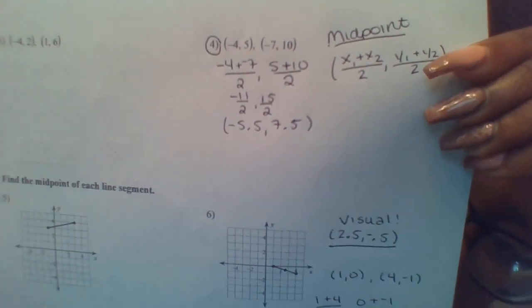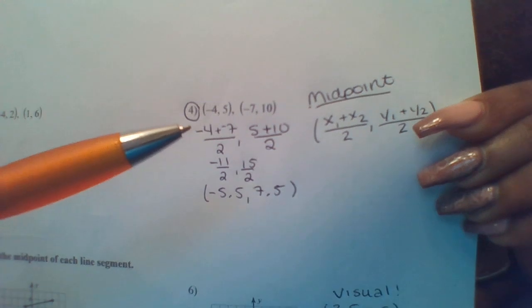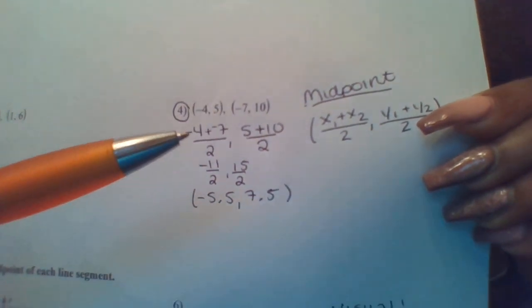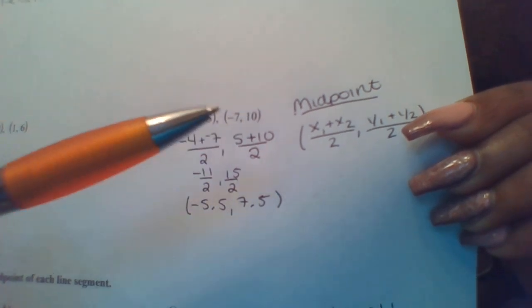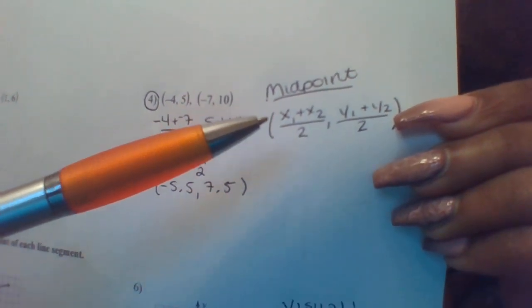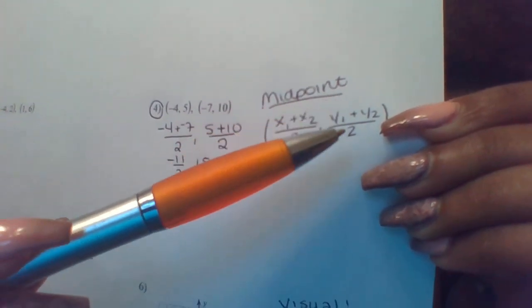On this first problem, we're looking at problem 4 on the assignment posted on Google Classroom. We're given the 2 points, (-4, 5) and (-7, 10). We are asked to find the point that is directly in between them. To do that, we use the midpoint formula. This is the midpoint formula: add your x values, divide by 2. Add your y values, divide by 2.